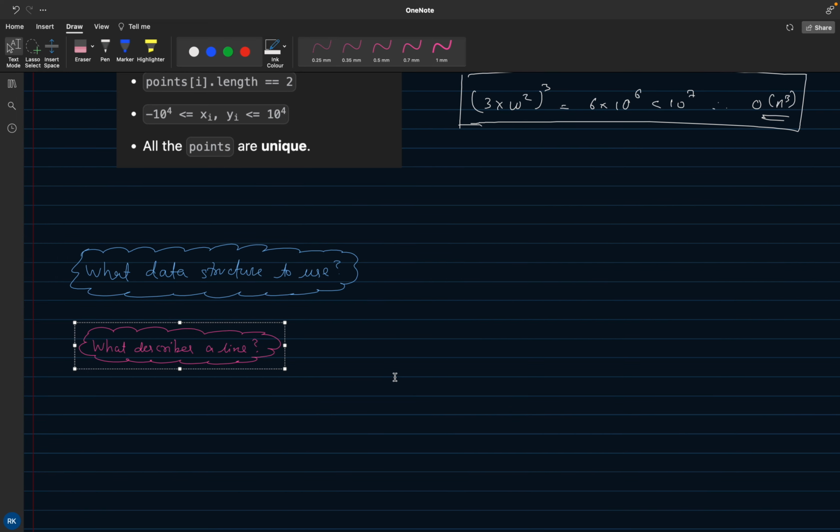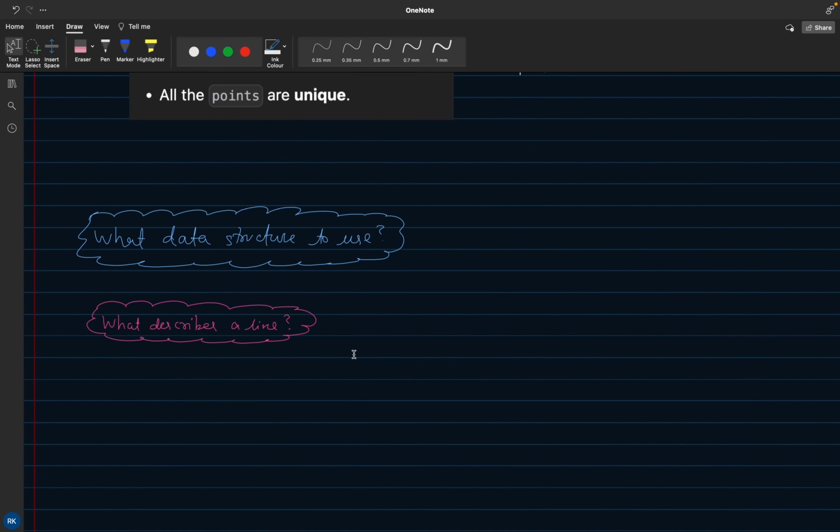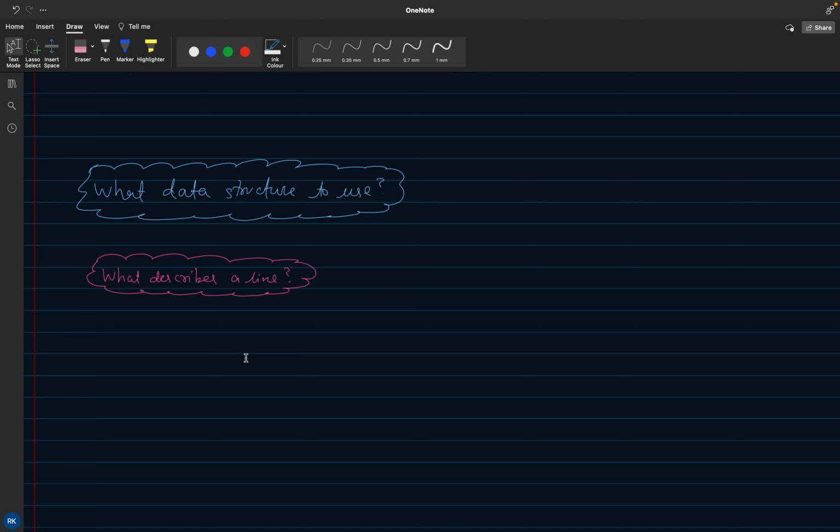Now the question comes, what describes a line? Since the keys of the hash map are going to be lines, but what exactly is a line? To answer this, we need some knowledge of mathematics, and let's see how we can actually represent a line. I'm going to show you 2 forms to represent a straight line in mathematics.